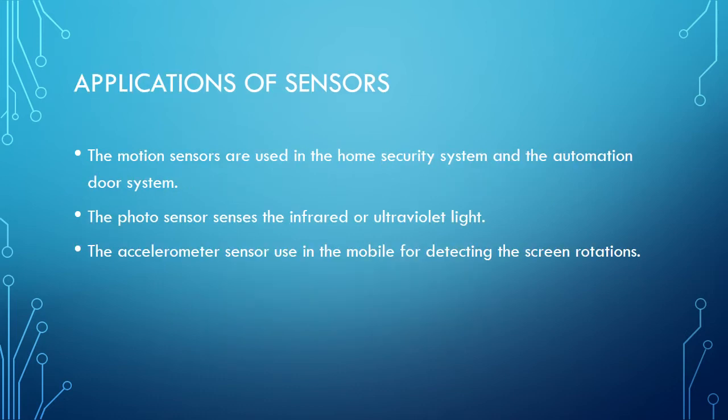The sensors have many applications in electronic equipment. A few of them are explained here. The motion sensors are used in the home security system and the automatic door system. The photosensor senses infrared or ultraviolet light. The accelerometer sensor is used in the mobile for detecting the screen rotation.